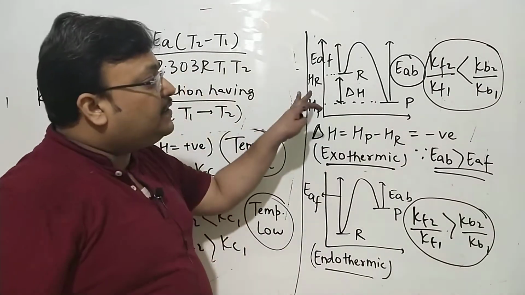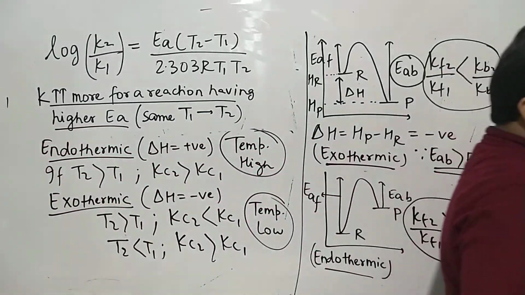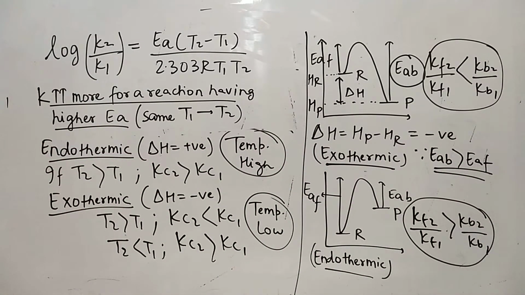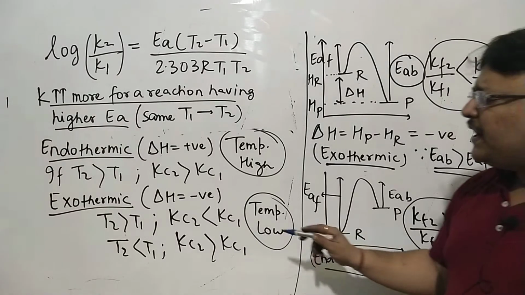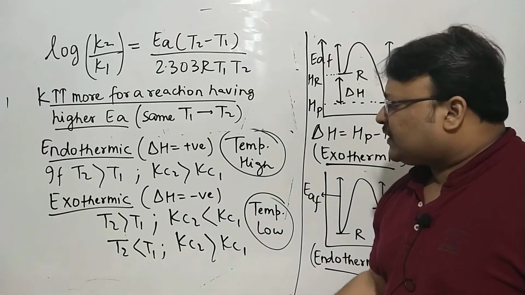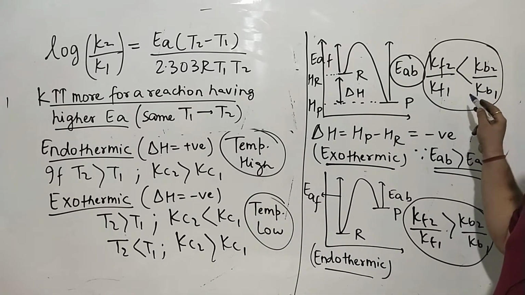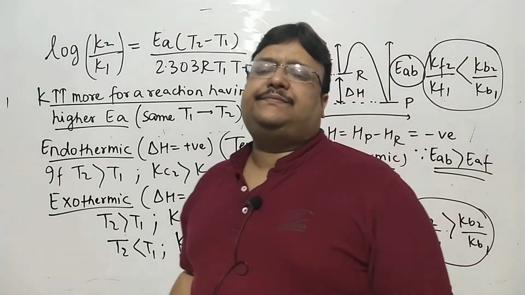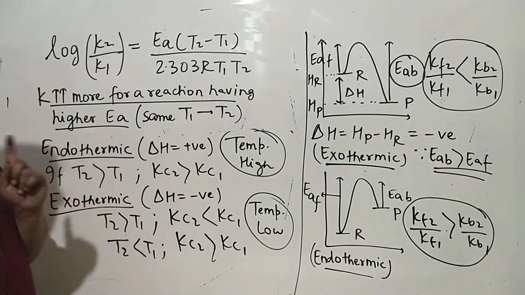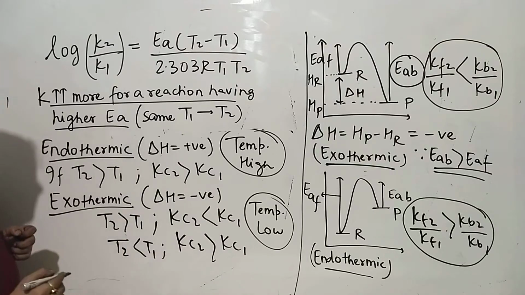So rate forward increases, rate backward increases, but the increase in the rate of the backward reaction is more. So यहाँ पे रेट बढ़ता है, KF भी बढ़ता है, KB भी बढ़ता है, बट KF से ज़्यादा KB बढ़ता है तो KC घट जाता है. रेट बढ़ता है बट यील्ड घट जाता है.